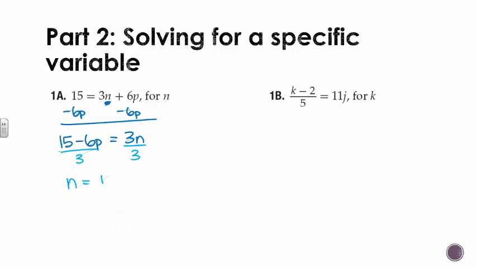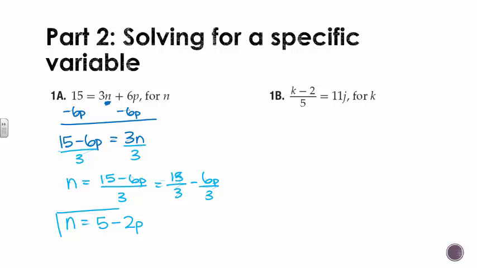Now you can leave it like this, but when I look at this, 3 goes into both of these numbers, so it makes sense to rewrite it like 15 divided by 3 minus 6p divided by 3, and you end up with 5 minus 2p. But this is also a perfectly acceptable answer.